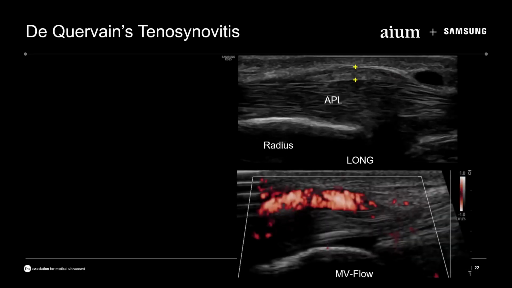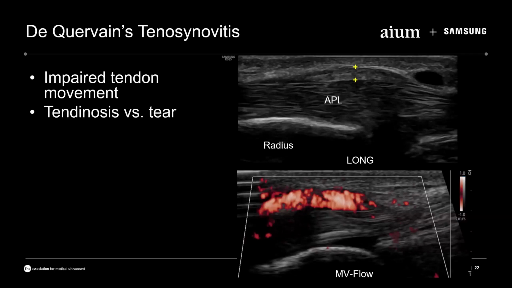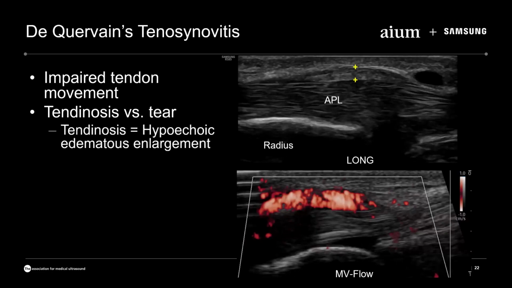And when we look at that in static on long axis, you can see thick heterogeneous extensor retinaculum. When we add microvascular flow imaging, MV flow here, which is a great way to evaluate slow flow in small caliber vessels, you can see it's avidly hyperemic, telling us there's some ongoing irritation there. So one of the things we'll look for under ultrasound is, is there impaired tendon movement? And not only is there tendinosis, but could there be a tear? And how do you differentiate that? Well, tendinosis will just be hypoechoic edematous enlargement, like dark, whereas a tear will be completely black, an anechoic cleft of fluid. So this patient did not have a tear, just tendinosis.